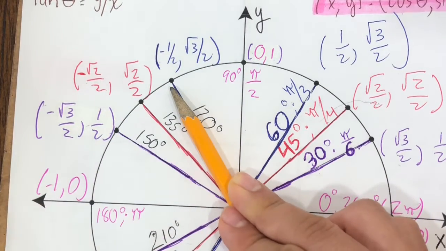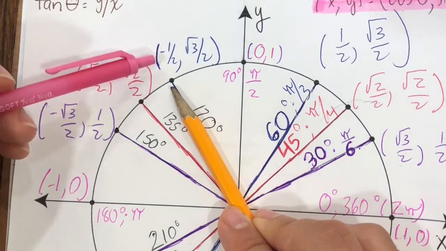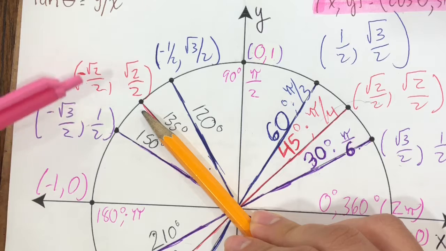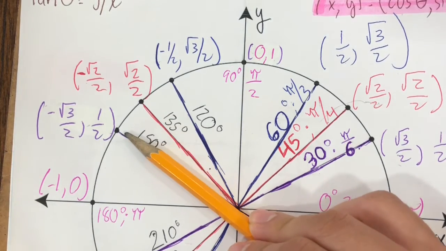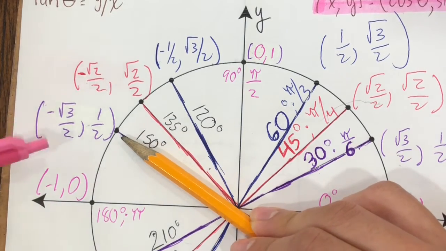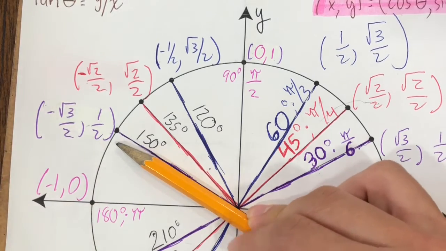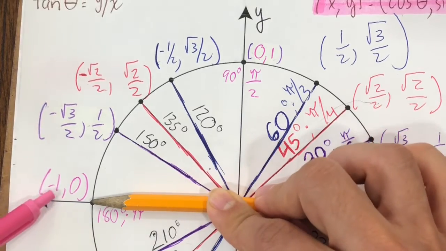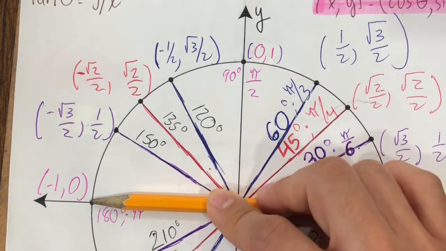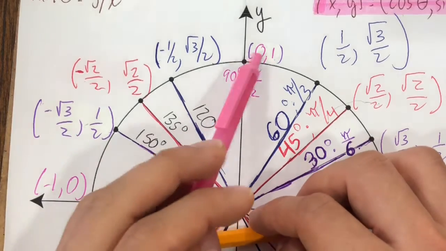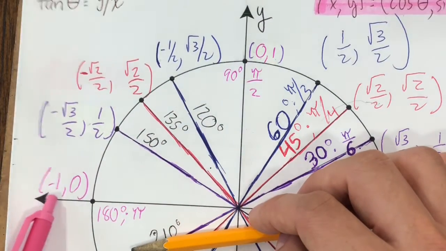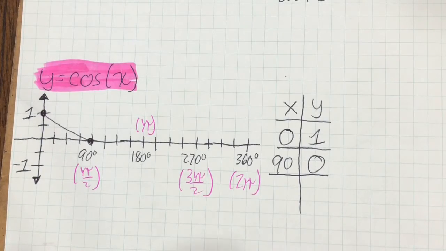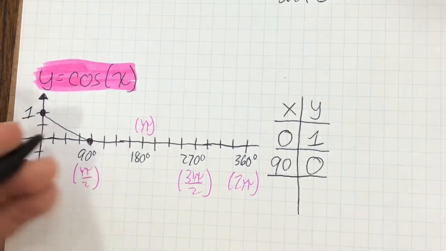Then we have cosine of 120. Cosine of 120 is -1/2. Then we have cosine of 135. Cosine of 135 is -√2/2. Then we have cosine of 150. Cosine of 150 is -√3/2. And then we have cosine of 180. And cosine of 180 is -1. So for the output values for cosine, we're going from 0 all the way until -1. All right, so my graph for cosine is going to be further decreasing from 0 to -1.